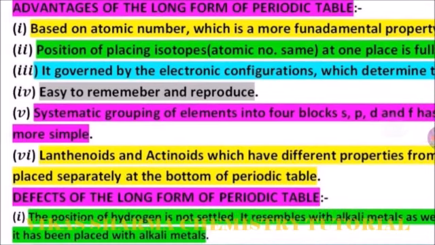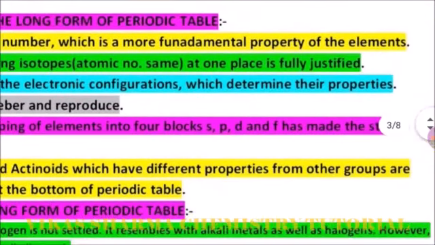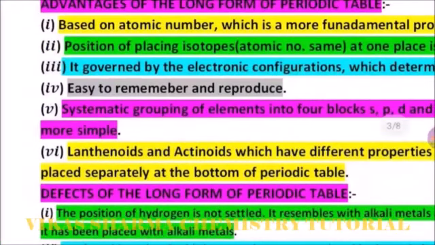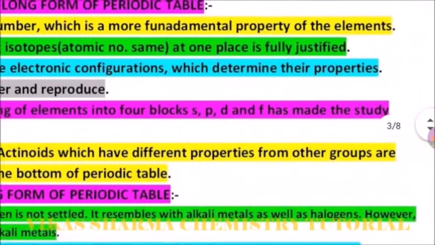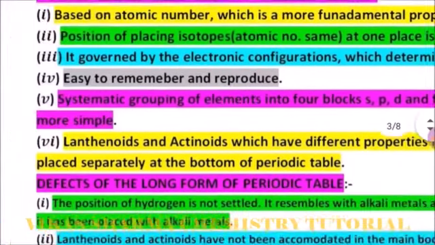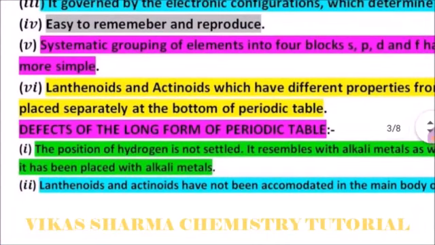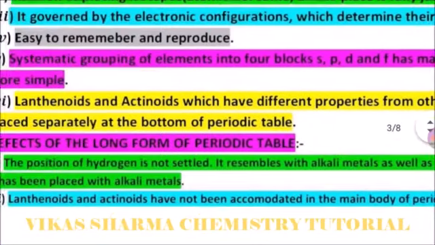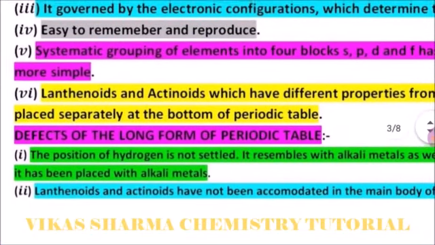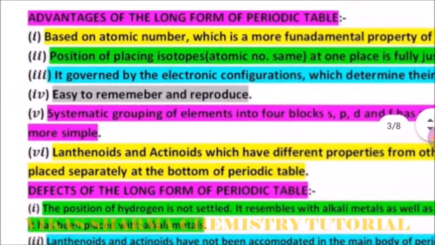Third, it is governed by the electronic configuration, which determines their properties, and it is easy to remember and reproduce. And the fifth one, systematic grouping of elements into four blocks, s, p, d and f, has made the study simpler. And the sixth one, lanthanoids and actinoids, which have different properties from other groups, are placed separately at the bottom of the periodic table. So students, our modern periodic table is justified for all the elements and has removed all the difficulties faced by Mendeleev's periodic table.